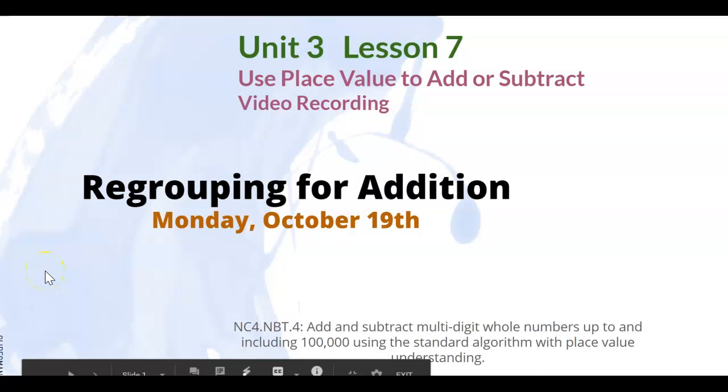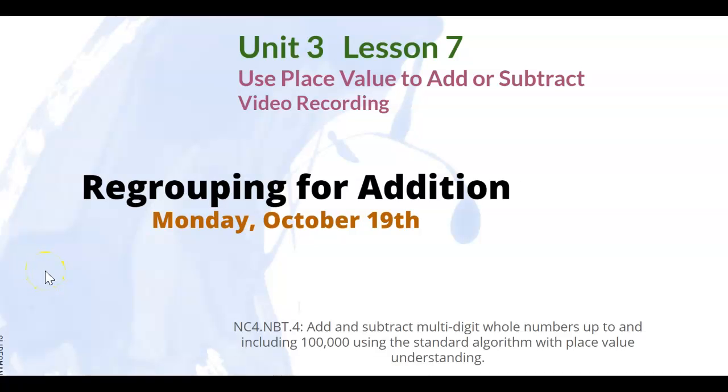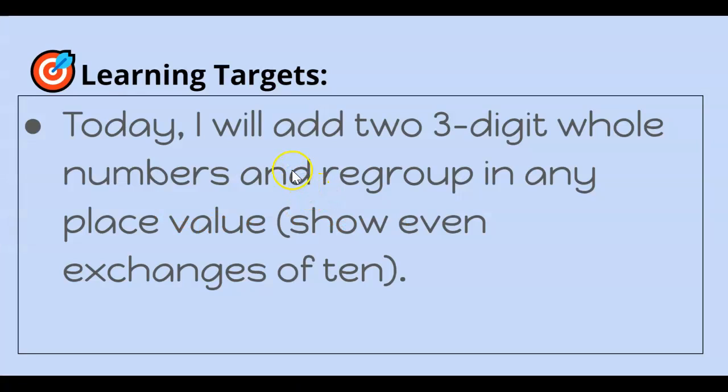Today is Monday, October 19th, and today we're going to be studying Unit 3, Lesson 7, and we're continuing on with our topic of using place value to add or subtract. Today's specific lesson is about regrouping for addition. Our learning target for today: I will add two 3-digit whole numbers and regroup in any place value. Show even changes of 10.